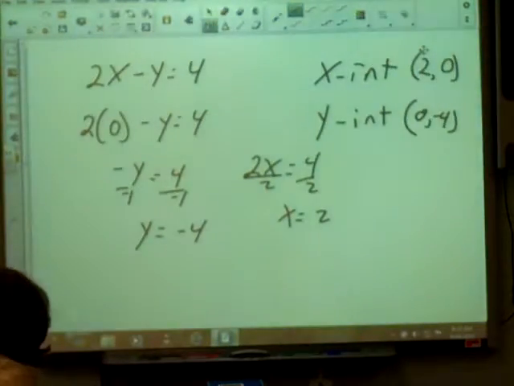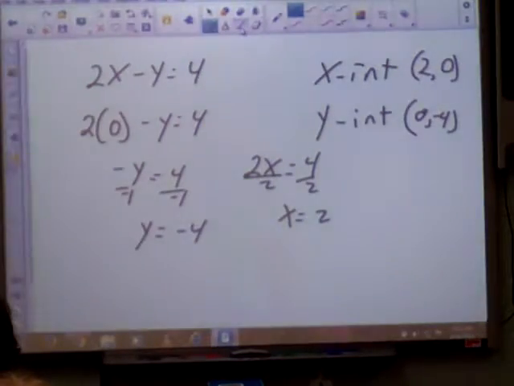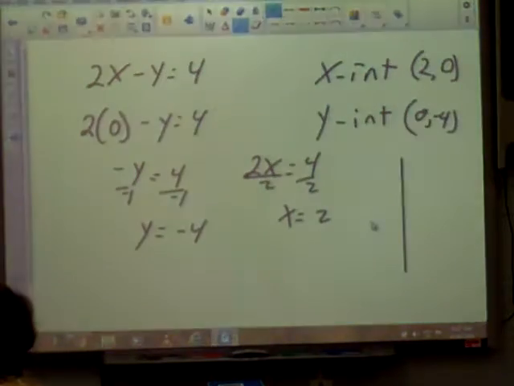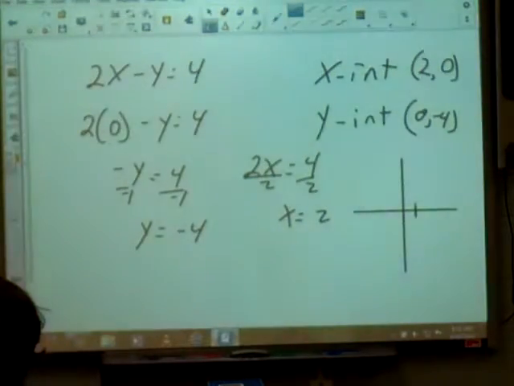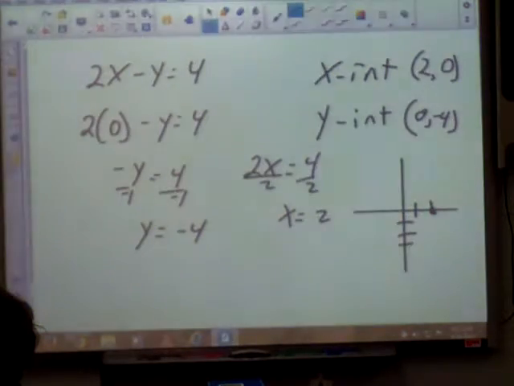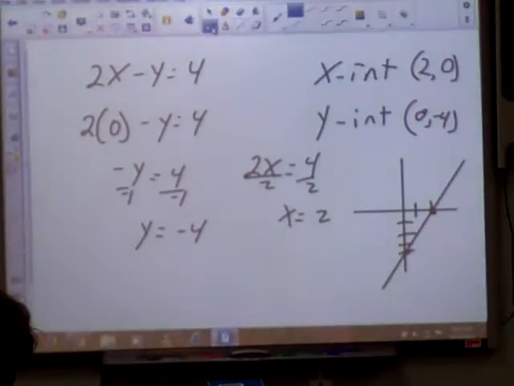Now, I didn't ask you to graph it, but what I was saying earlier, it's super easy. You can draw a line with those 2 points now. So if we go through (2, 0) and (0, -4), that's all you need. Connect those two, and that's your line. Easy schmeezy.